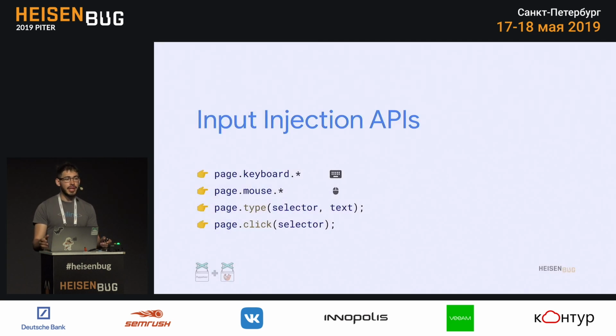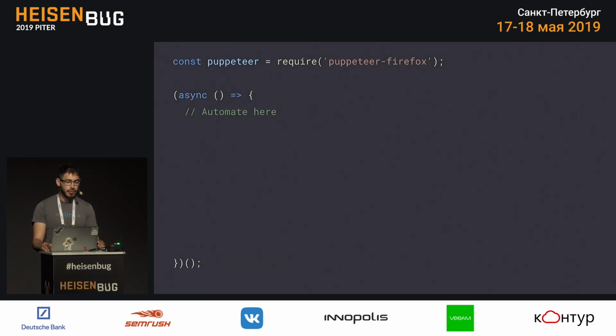Now, there are different APIs in Puppeteer to drive input. There is the so-called Puppeteer keyboard and Puppeteer mouse, and there are even sugar methods to help you with typing and clicking. Let's write a short script to demonstrate input injection. Since all we talk about here actually applies to both Puppeteer and Puppeteer Firefox, let's use Puppeteer Firefox instead for this example.